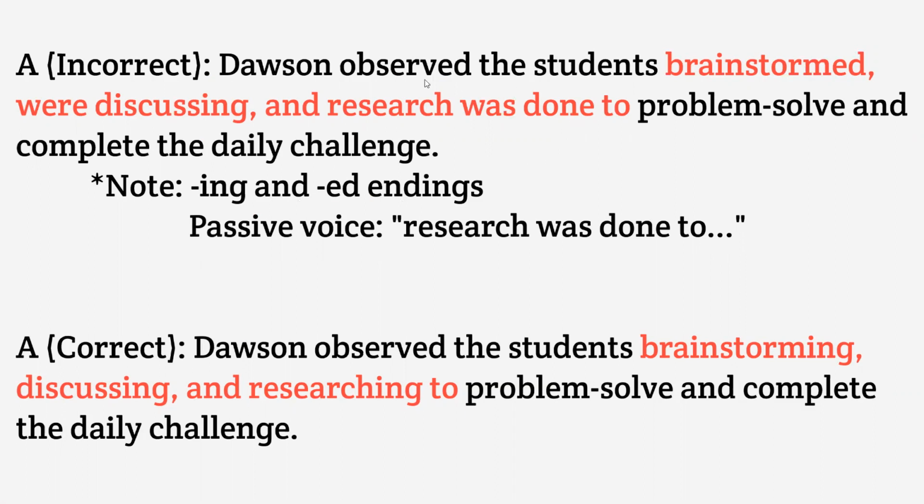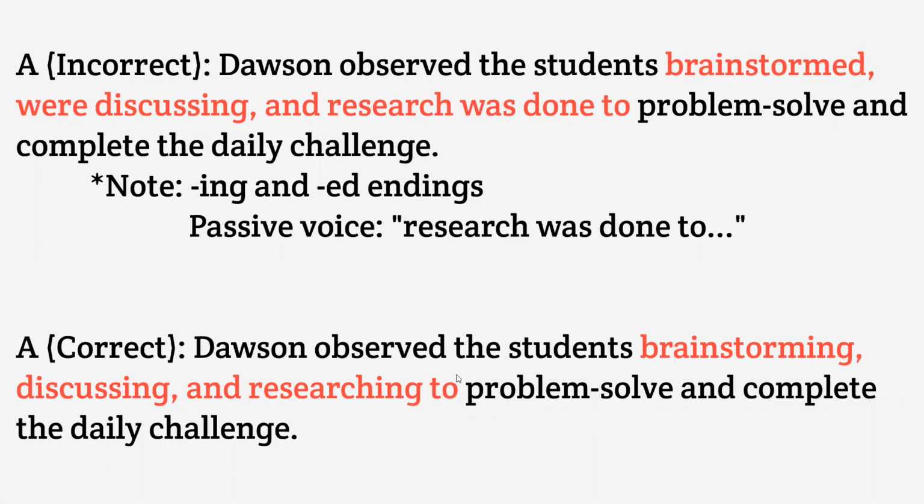Also, we have a bit of passive voice here, which we don't need. We know that Dawson observed. We don't need to know that research was done too. Very distracting, the way that's worded, that passive voice. And so let's take a look at the revised example, which reads, Dawson observed the students brainstorming, discussing, and researching to problem solve and complete the daily challenge. One coherent idea here. We have that ing ending through and through to be parallel. We took out that passive voice, and that really cleared everything up there.